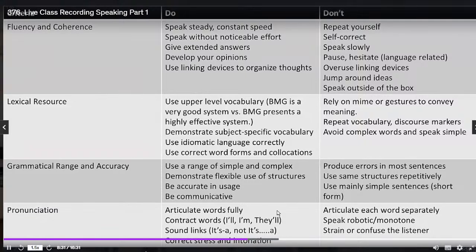I'm going to take a couple of questions right now. There are a couple of questions in here. I want to look at them. Does stuttering affect my score? I have a speaking problem.